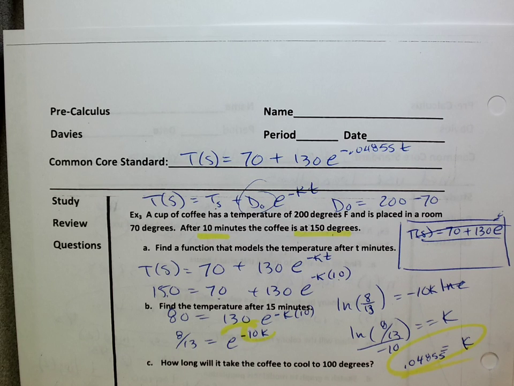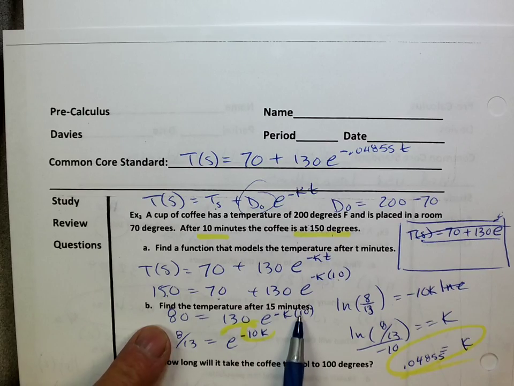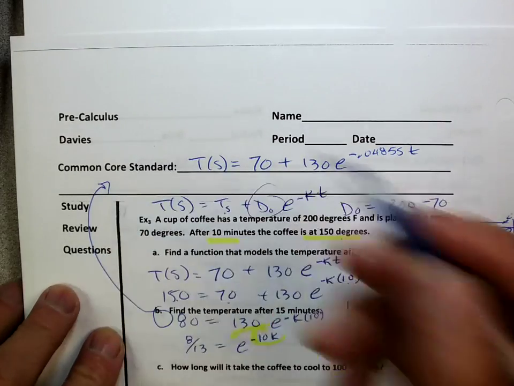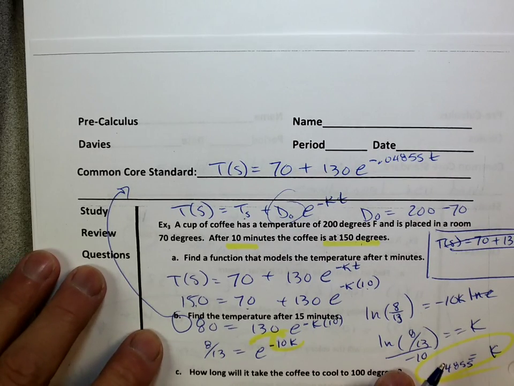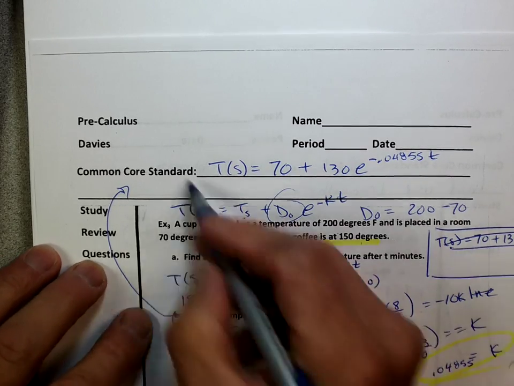Now, B, which I've written all over B, but that's okay, we'll figure it out. Find the temperature after 15 minutes, okay? So we'll do B. I'm going to do B up here, okay? We're just going to plug 15 in, right? Am I being too sloppy? Are you okay with what I'm doing? Okay, I'll do B up here.